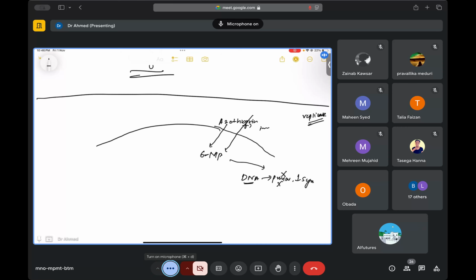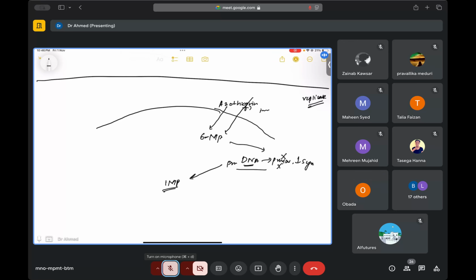So first of all, in the purine pathway, what happens? If you are normally synthesizing the purines, you are going to see an activation of IMP. What is IMP? Inosine monophosphate pathway, right? And it's going to form your guanine and adenine, and these adenine and guanine are going to help in formation of your DNA, right?